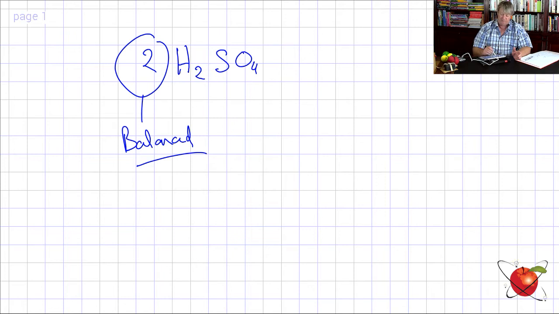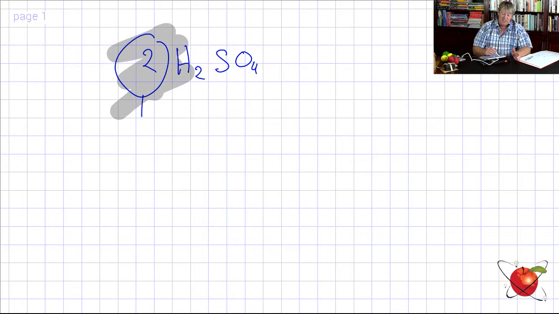So always check that it's balanced. Usually a giveaway is if there's a number in front of the substance or the molecule or the atom or whatever, it's probably been balanced. Right, let me get back onto this. So let's have a look.